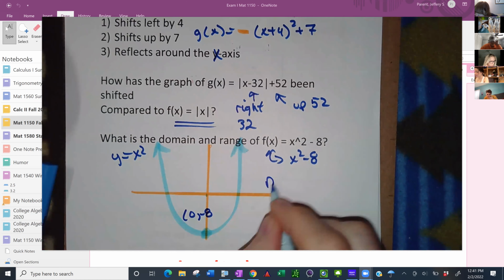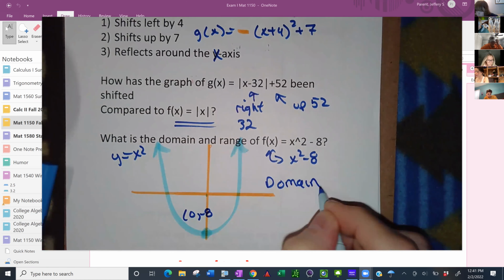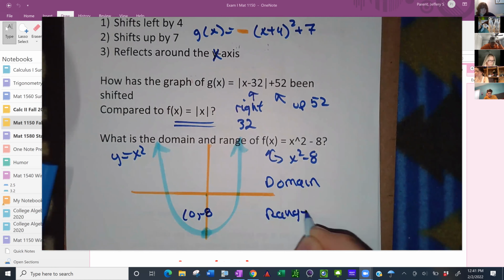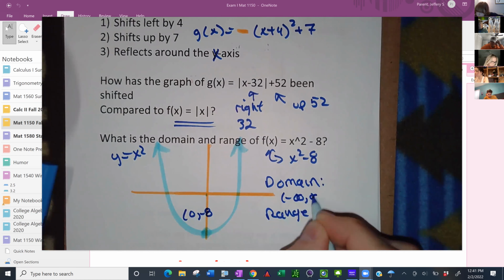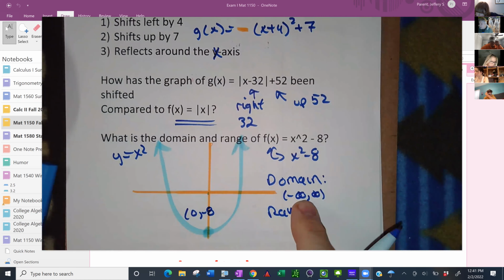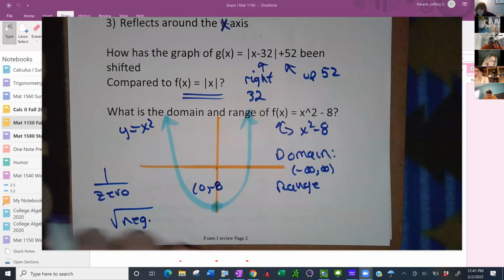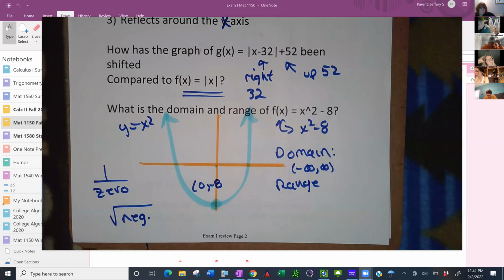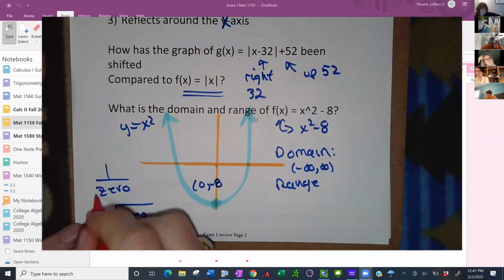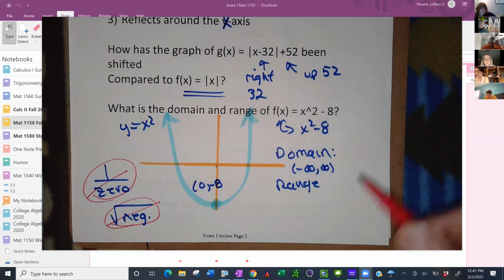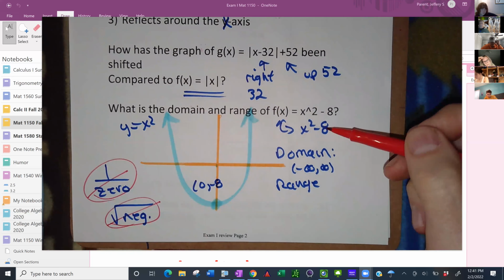Now you're going to be asked for the domain and range. The domain is always negative infinity to infinity, except for points that give you a 0 in the denominator or a negative underneath the square root. We want to throw out those points from our domain. None of these. Are there any places like that in this function where I could have a 0 in the denominator or a negative underneath the square root?